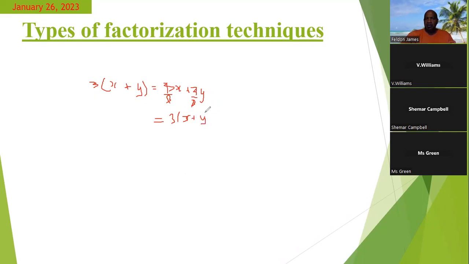So what I've just done was to factorize this to give back this. This process that I've just carried out, working with this expression, finding the common factor, dividing each term and putting the results in the bracket, that is the process of factorization. Is that clear now, Ms. Green?